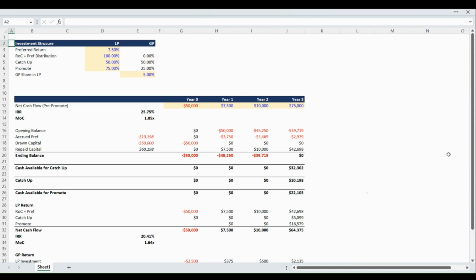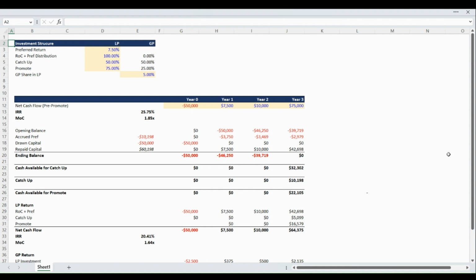The preferred return is a minimum return that limited partners in an investment must receive before any carried interest can be distributed to the general partners. Due to this, you will notice the preferred return input is only available for the limited partner, as it does not apply to the general partner. In this example, we are using 7.5% for the preferred return.